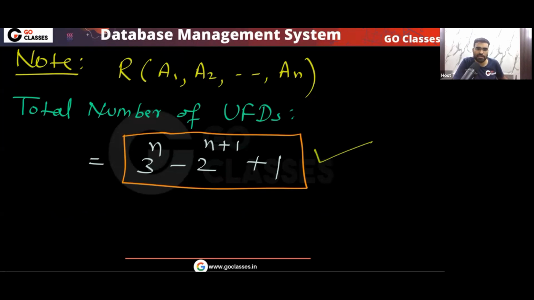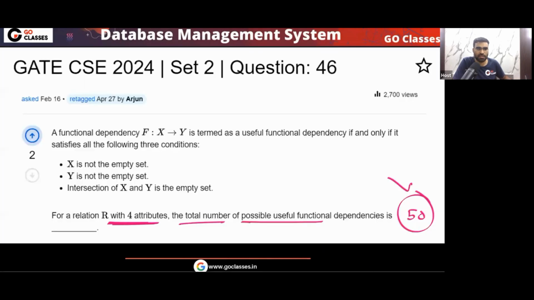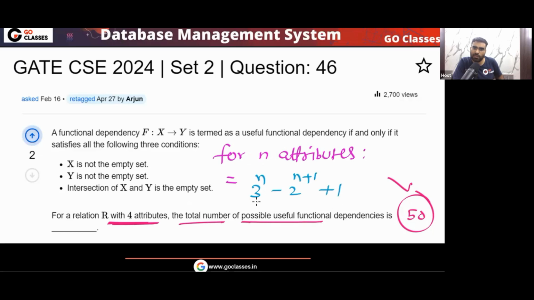This is the complete analysis of this GATE exam question. I hope you loved it. Please tell me, did you understand? Let me know. So we have done the complete analysis. In this question, if you have n attributes, then for n attributes the value is 3 power n minus 2 power n plus 1 plus 1. Okay. This is the complete analysis.